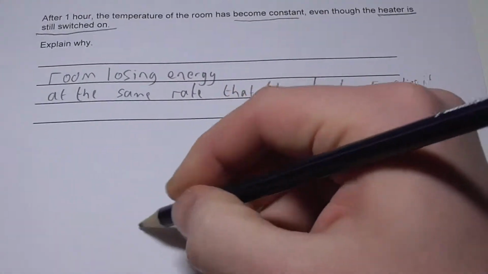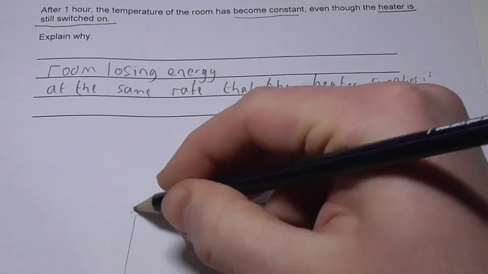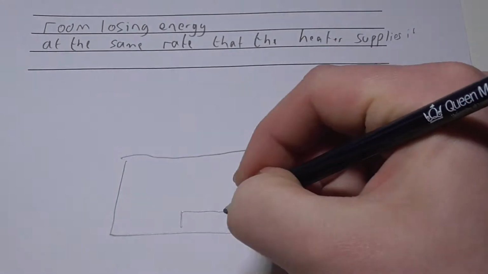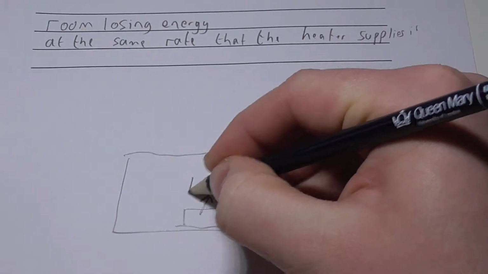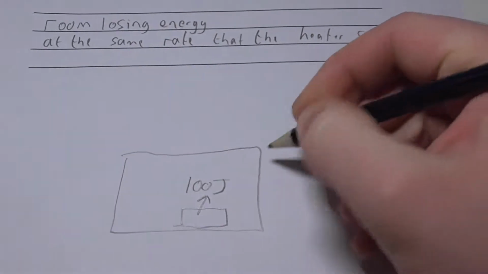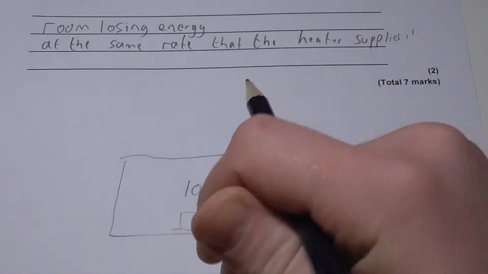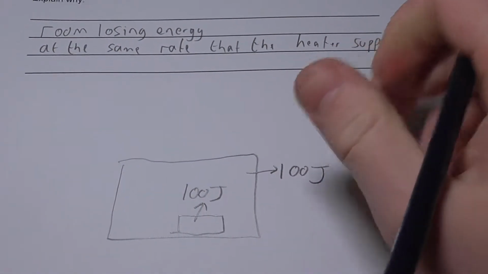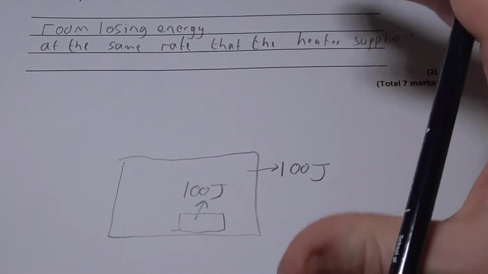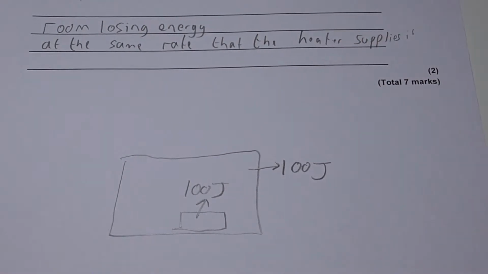So you can think of the little room. The heater is giving out 100 joules of heat, for example, and the room is losing that 100 joules of heat. So you've got 100 going in, 100 going out, so overall there's no change in energy. That's why the temperature remains constant.